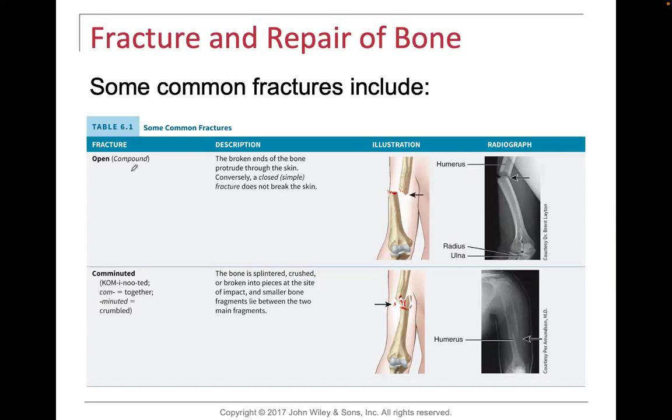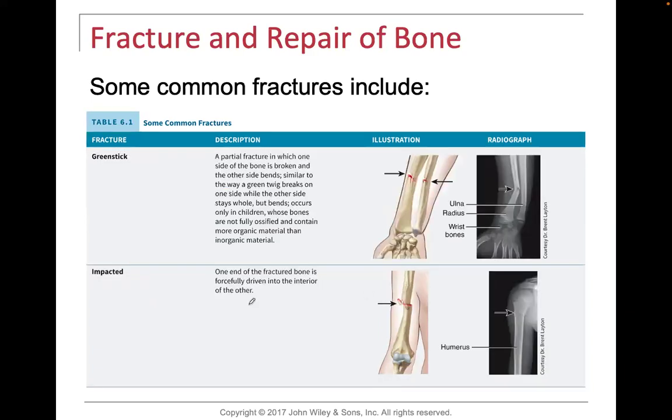You may hear of an open fracture or a compound fracture. That's when the broken ends of the bone actually penetrate or break through the skin. That is an open or compound fracture. When it's comminuted, that's when the bone is crushed. It's splintered and broken into so many different pieces, and the smaller fragments exist between the two fragments that are still whole. That's a comminuted fracture.